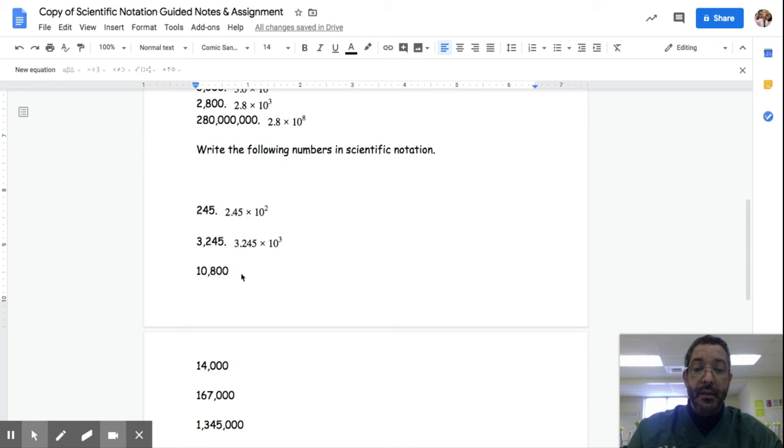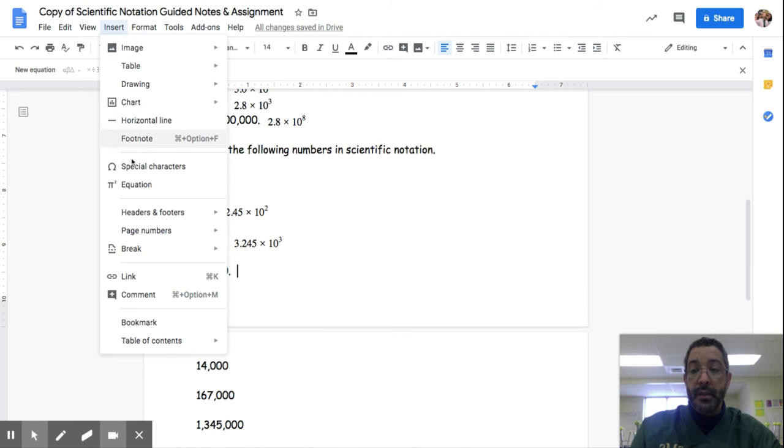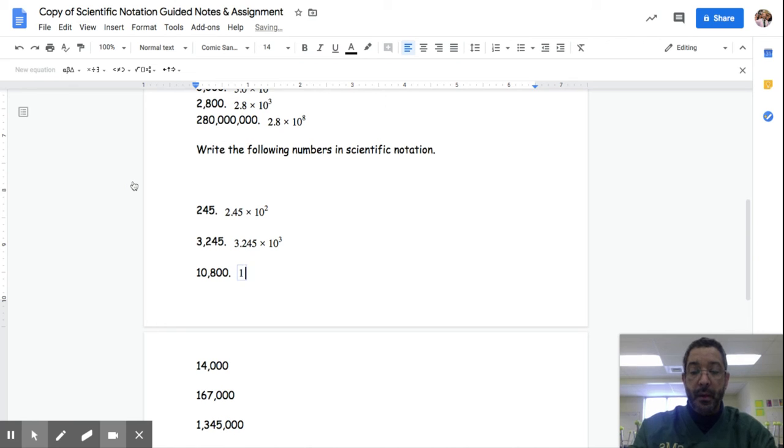All right, so then I've got here 10,800. So same thing, I insert my decimal point, and I move it 1, 2, 3, 4 positions. So here I'll put insert equation 1.08 times 10 shift 6 to the fourth power.